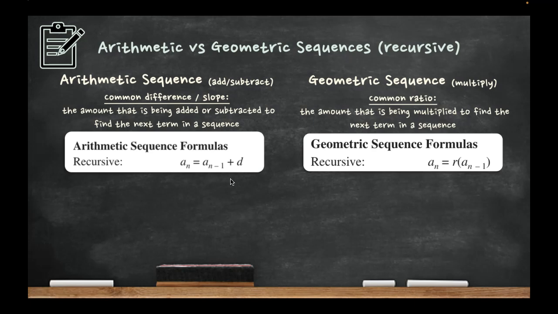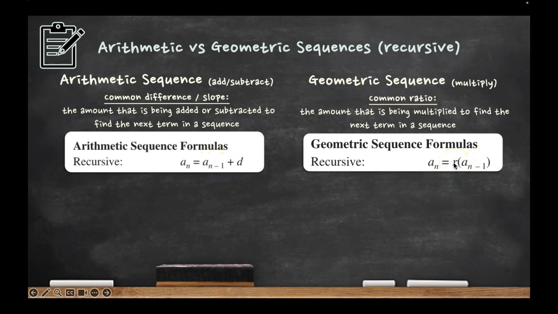You can't hop to the 5th, 6th, 7th, or the 80th. You can take whatever term is given to you and find the next one. You can find them in order. The way you read this is, think about what's happening to the a sub n minus 1. I'm adding to it here, or subtracting, depending on what your common difference is. So that's an arithmetic sequence.